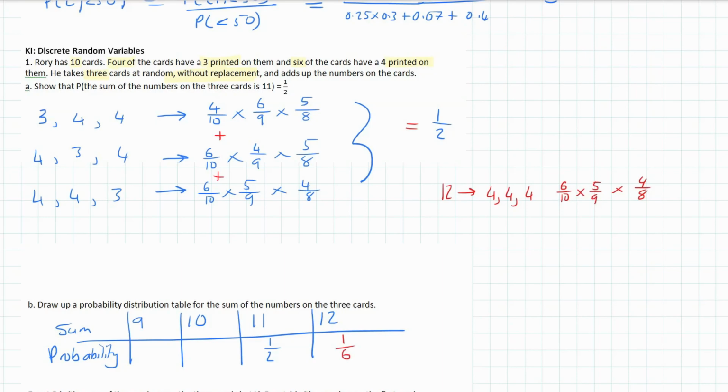And we've done 11. The probability of getting 9 is also quite easy. That's 3, 3, and 3. The chances of that are 4/10 multiplied by 3/9 multiplied by 2/8. And when we do this, we get 1/30.